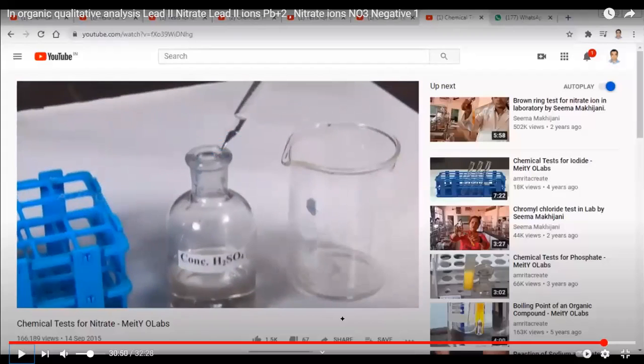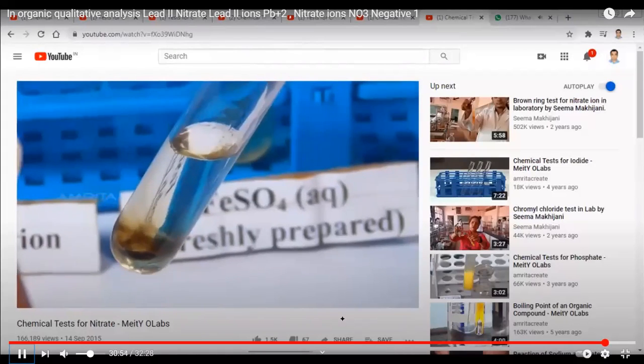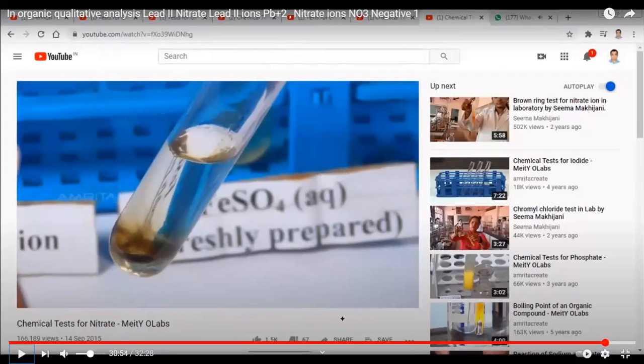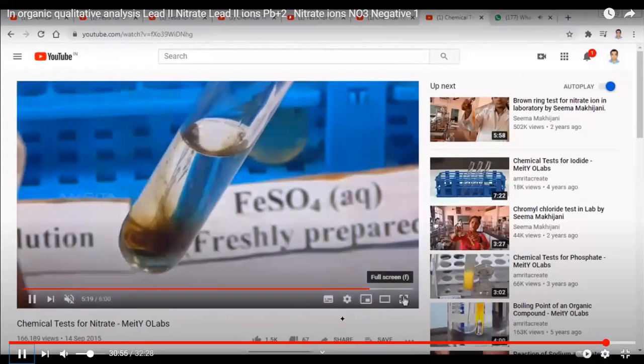Now we are going to add concentrated sulfuric acid. So we are going to add this concentrated sulfuric acid by touching the wall of the test tube. You can see we need to add it very, very carefully. You can see that we have been adding it by touching the wall of the test tube.